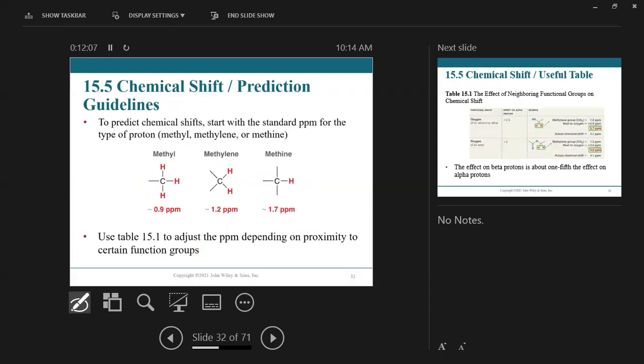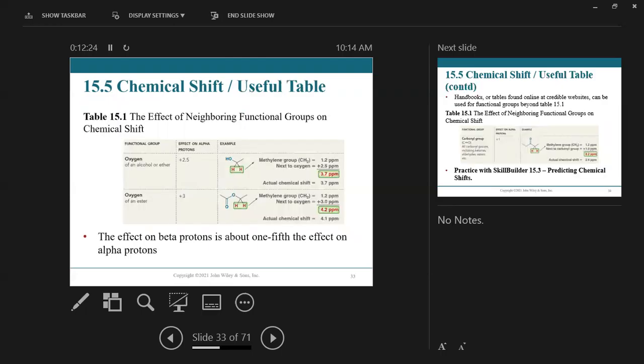So to predict chemical shifts, start with the standard ppm for the type of proton. And you can use it. There's other tables out there besides table 15.1, but this is the one that the book provides. It says the effect of neighboring functional groups on the chemical shifts. It says the effect on the... so you have an oxygen of an alcohol or ether, plus 2.5.